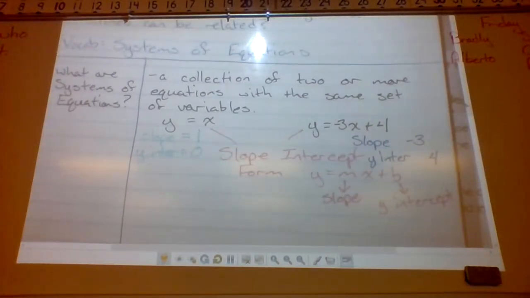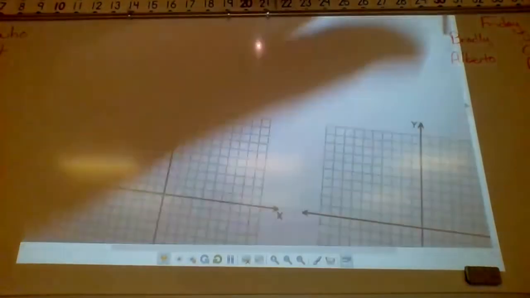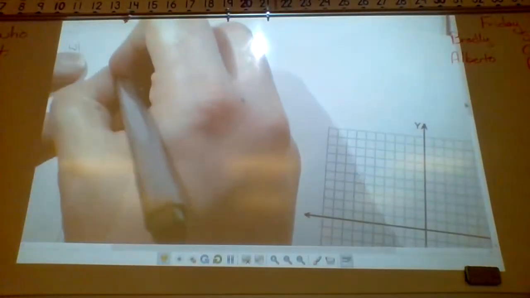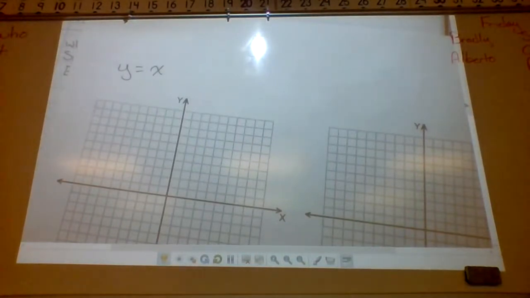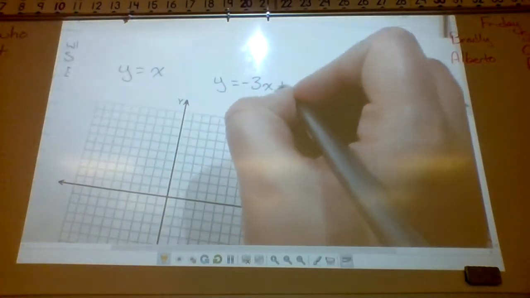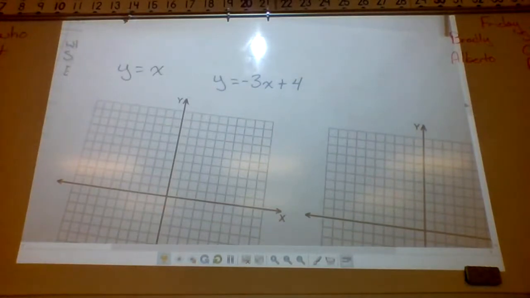All right, so let's get to graphing. I'm going to use 2 different colors because we have 2 different lines, and both of those have to be on the same graph. I want a color that you guys can actually see on there. So y equals x, and y equals negative 3x plus 4, right? We're going to graph both of these.